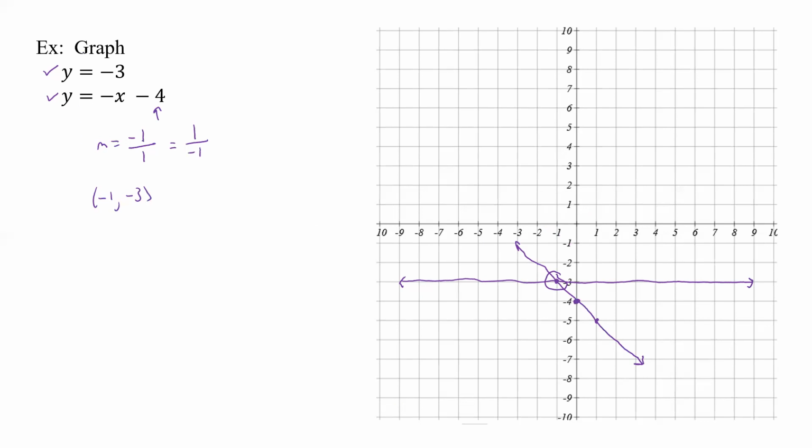Now, is it really? Well, let's plug it in. y equals -3. So if we plug in -3 here, -3 equals -3. That one works. What about the next one? We plug in -3 equals -(-1) minus 4. Well, that's -3 equals 1 minus 4, and -3 equals -3. That works as well. And so we're pretty sure that that is the correct answer for this problem. All right, let's stop there and we'll come back for more.